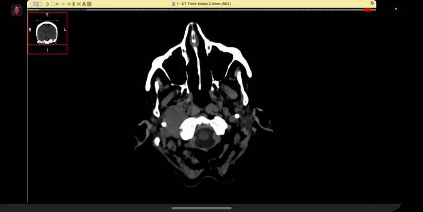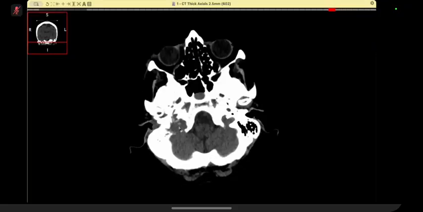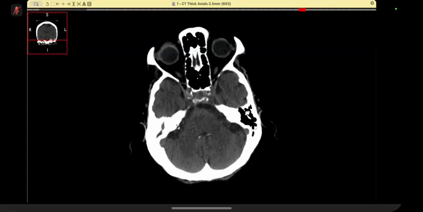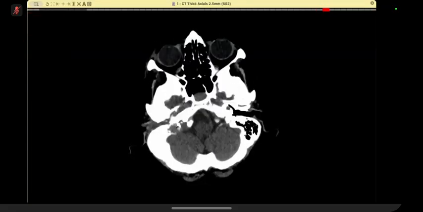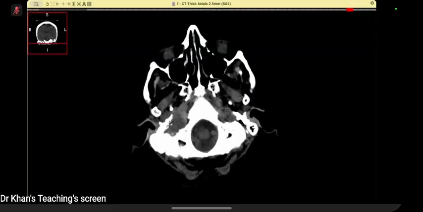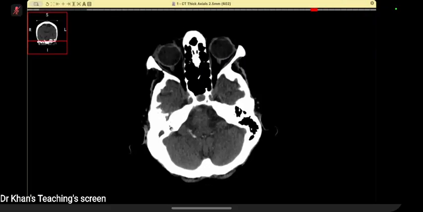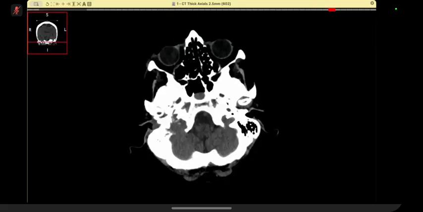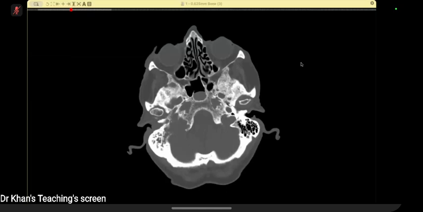Where is the middle ear cavity? I can see it on the bone window, maybe. The mastoid air cells are also seen opacified, and there is loss of the bone in the region of the cerebellum, and there is opacification of the right mastoid air cells.